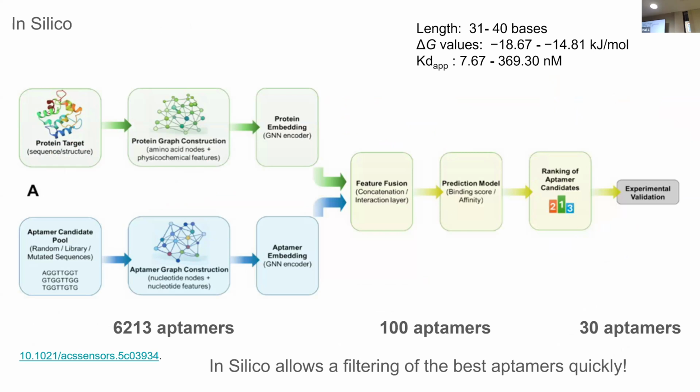So this is the part where we come in. We generated 6,213 aptamers. I don't know why we picked that number, but we started with this, and we just generated a number of aptamers, and then we filtered them down based on the apparent dissociation constant, which is around 7.67 to 369 nanomolar. And then we have specific KDs we wanted to choose for, and there was a specific size that we wanted to choose for.